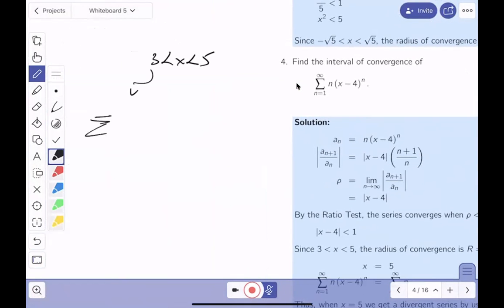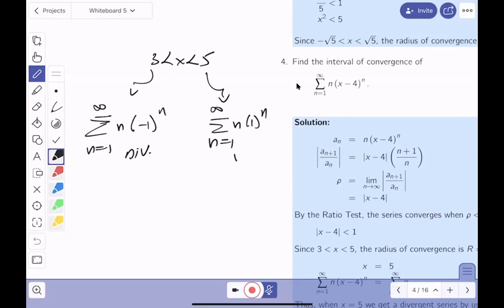Let's plug it in. Let's try the 3 first. n equals 1 to infinity, n, and what do we get over there? Well, 3 minus 4 is minus 1, to the n. This is clearly divergent. Now, if you did 5, what do you get? n equals 1 to infinity, n, and 5 minus 4 is 1, so it's 1 to the n. This is also clearly divergent. So what's my interval? 3 to 5.